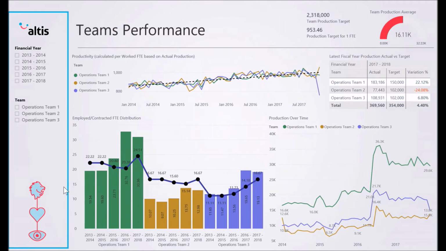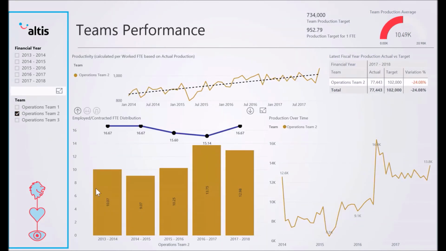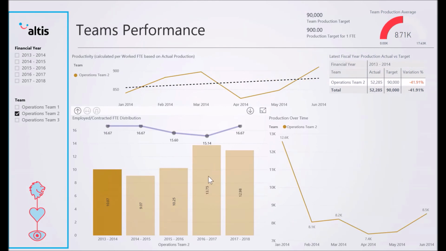You can use our team's performance dashboard to analyze division teams and compare productivity levels across time. Get quick insights into individual production target FTEs or a team's production target levels. Compare a team's production levels to the contracted FTE levels to find any problem areas. Drill down into these to find out further information such as trends as to why this might be happening.